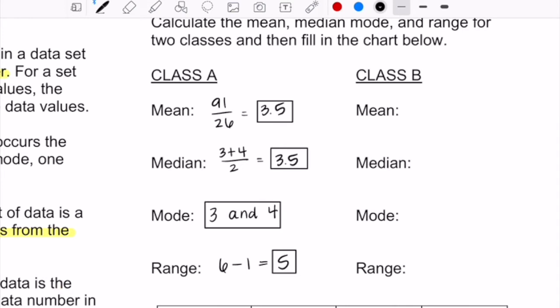For class B, I can start by finding the mean. So for this one, when I add up all the numbers in the list, I get 95. And when I count the X's, there are 21 X's. And so 95 divided by 21 rounded to 1 decimal place gives me 4.5.